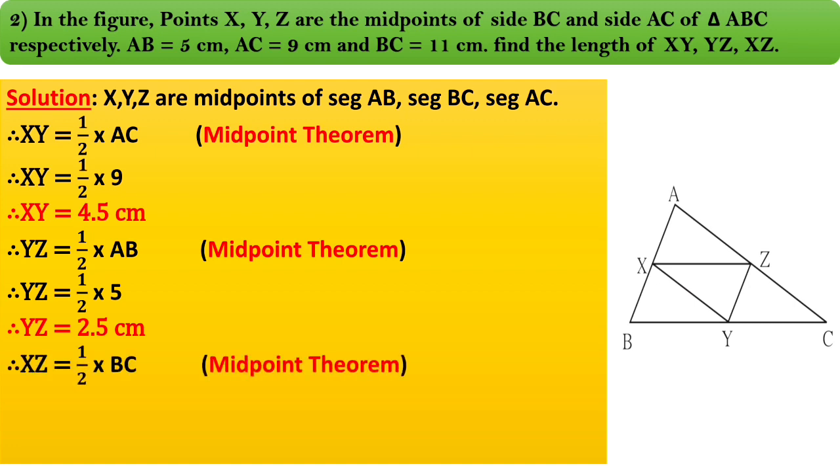Now which one remains? XZ. XZ is equal to half of BC. And the BC value, what do we have now? 11. What is the half of 11? Yes, correct. 5.5 centimeter. So XZ value we got 5.5 centimeter. I hope you understood the midpoint theorem.